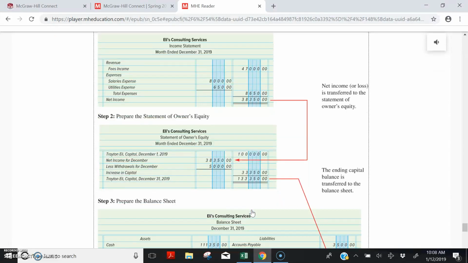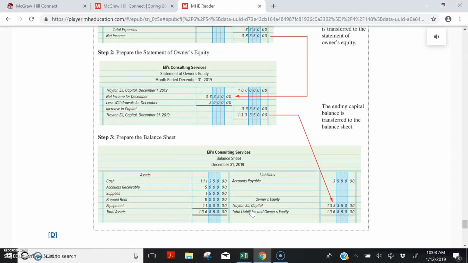Finally, we need to prepare a balance sheet. The purpose of the balance sheet is to show the financial position of the company at the end of an accounting period. Do assets equal liabilities plus owner's equity at the end of the accounting period?